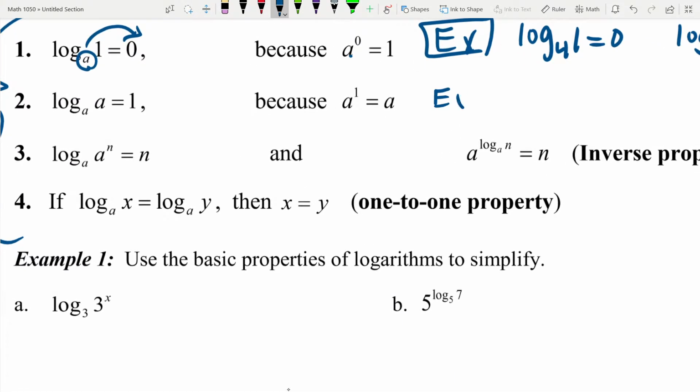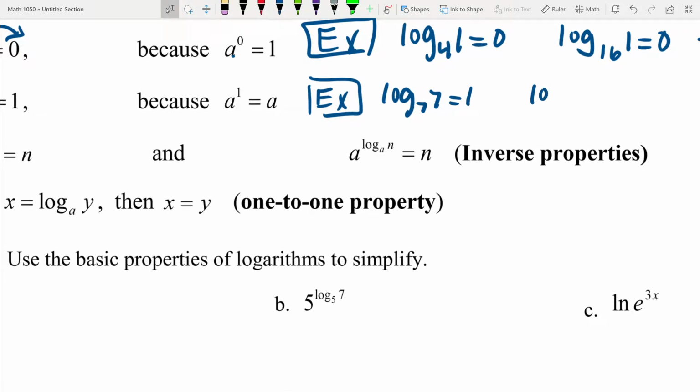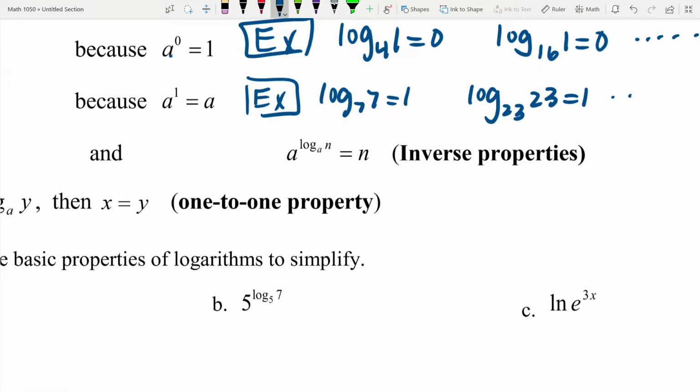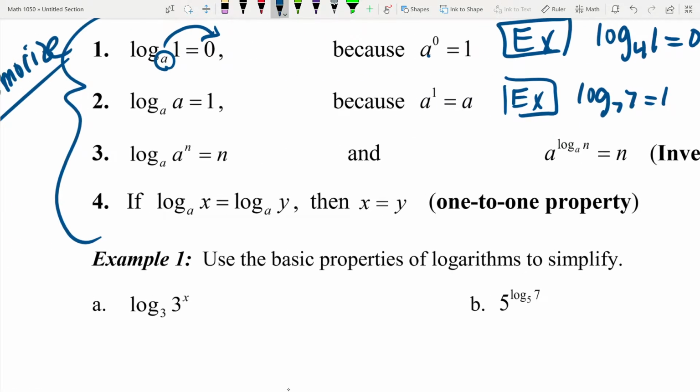Put a little EX right there. I want you to write log base 7 of 7 is 1. And then I want you to write log base 23 of 23 is 1. And then I want you to go... So if those numbers match, base 7 of 7, base 23 of 23, if those numbers match, it's always 1. Okay? Why? Look, write your a down, raise it to the other side, which is 1, is equal to a. It's because a to the first is always a.